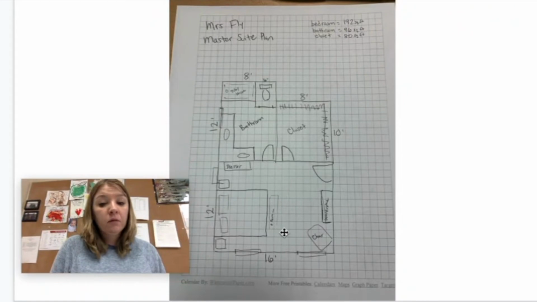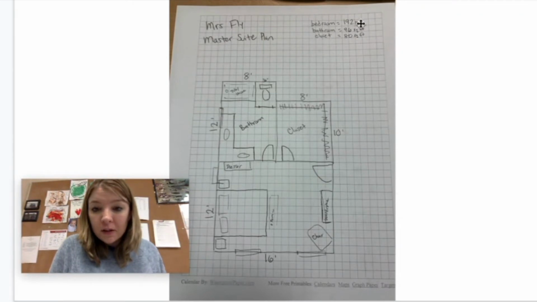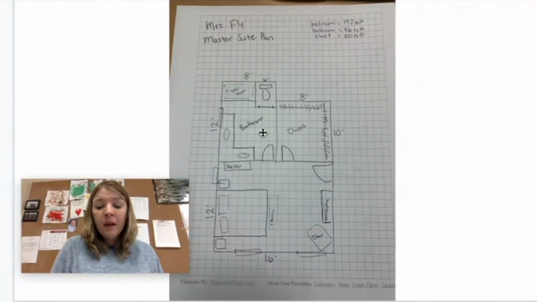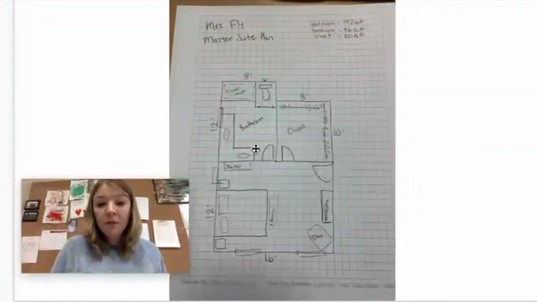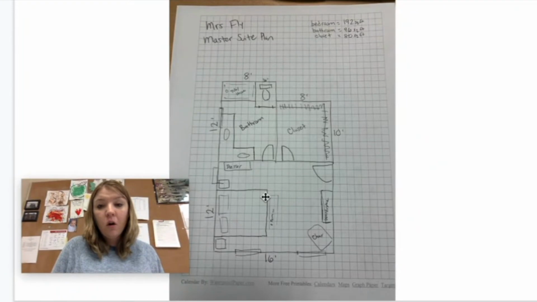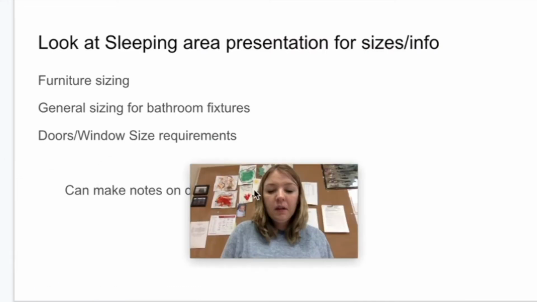If your rooms are not a normal square or rectangle, if there are indents and stuff, you'll have to do a little bit more math to figure out the square footage that you should include on your floor plan. So I figured out my bedroom is 192, bathroom 96, closet 80. And by laying out the furniture and stuff, I know that they are okay sizes before I start building them in Revit.